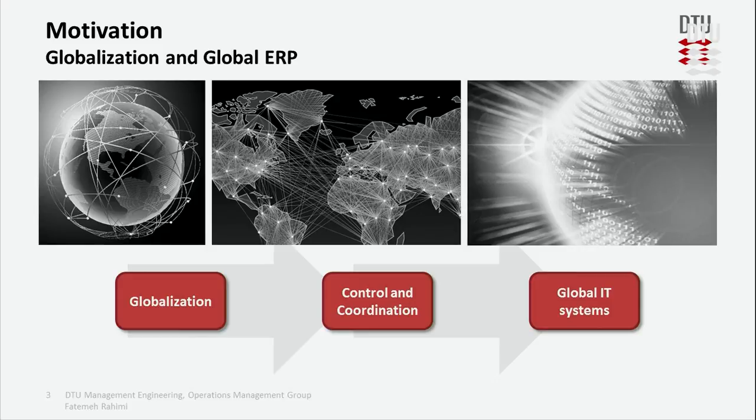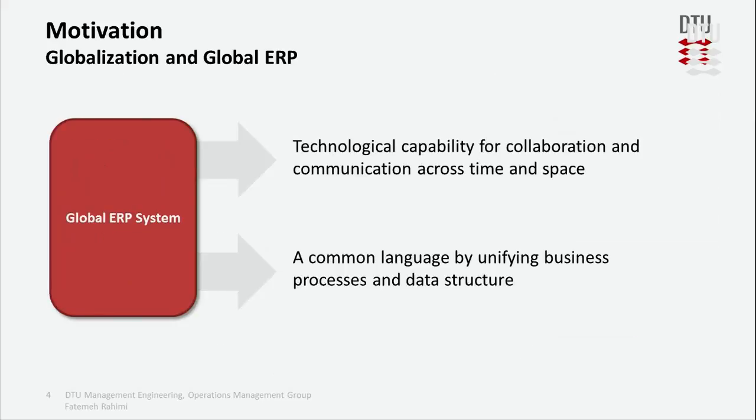Therefore, investment in global IT systems is typically a part of the globalization process. Globalization has especially increased the popularity of global ERP systems in multinational corporations. Global ERP systems support control and coordination in two important ways. First, these systems provide the technological capability for collaboration and communication across time and space. Second, global ERP systems provide a common language across multinational corporations by unifying business processes and data structure.